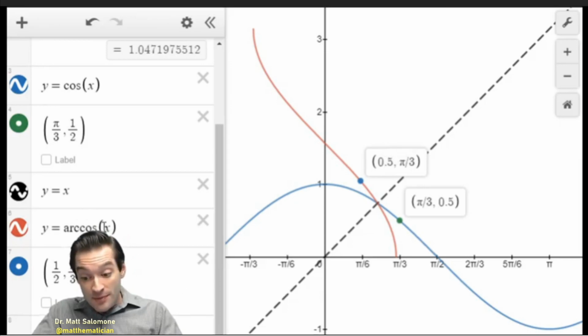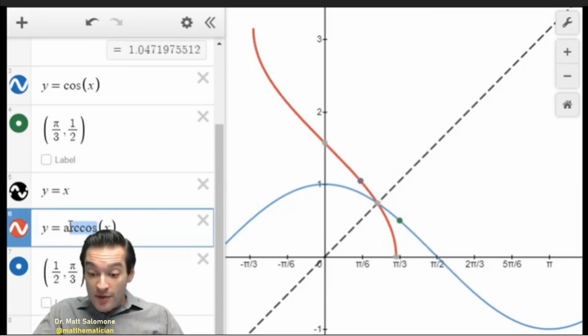Last thing I want to mention is the name that we give to the inverse trigonometric functions. We give them the name arc. So arc cosine is the inverse function of cosine. Arc sine is the inverse function of sine. And arc tangent is the inverse function of tangent. Those are the only names and notations I'm going to use for inverse functions in trig.